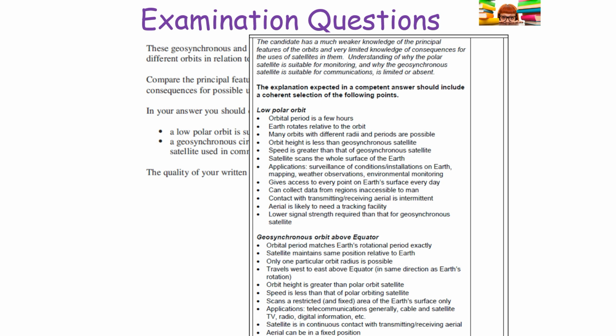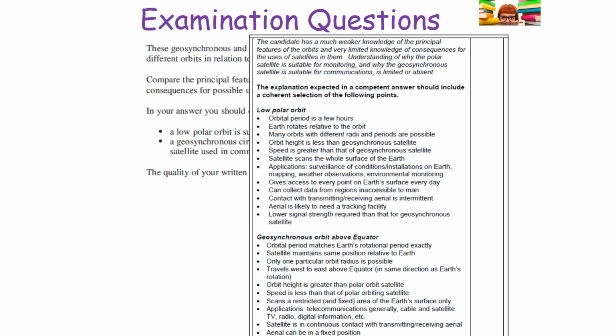Again, if you really want to get full marks in this type of question, you need to compare them. So literally saying it's less will give you more marks there than just saying it's got a small value for the height. The next one is that the speed is greater than that of a geosynchronous orbit. That occurs because it's got a lower orbital height.